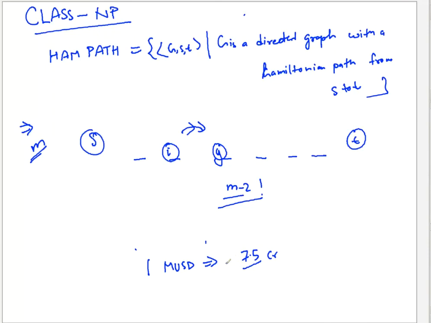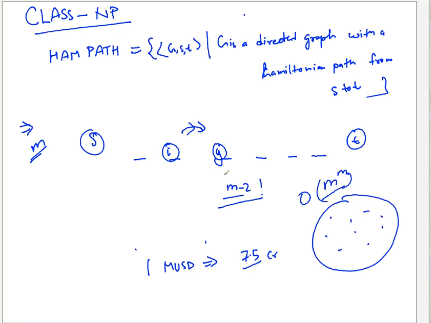1 million US dollars is the prize to solve and prove that. See, this is a brute force, right? Brute force way to find it. How much time is it taking? M to the power M. While it's still somewhere of that order, the problem size is still of order M or M square. So it is not a polynomial time algorithm.